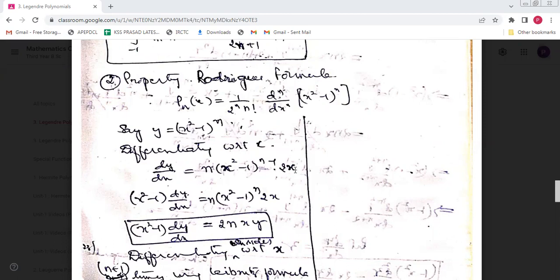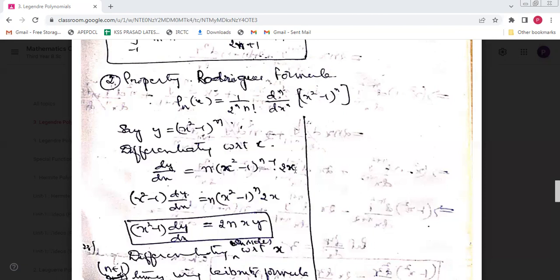So on the right hand side we are having (x square minus 1) whole power n minus 1. When you bring that down, it becomes n times (x square minus 1) whole power n into 2x, divided by x square minus 1. That we are going to take on the left hand side. That becomes (x square minus 1) dy by dx equal to n into (x square minus 1) whole power n into 2x. So the right hand side becomes now 2nxy.